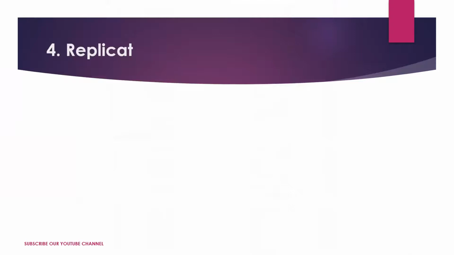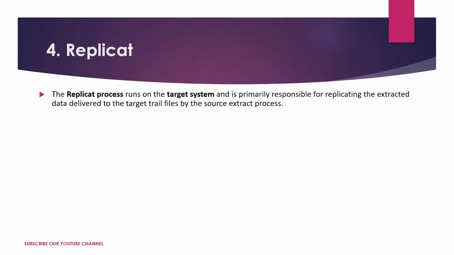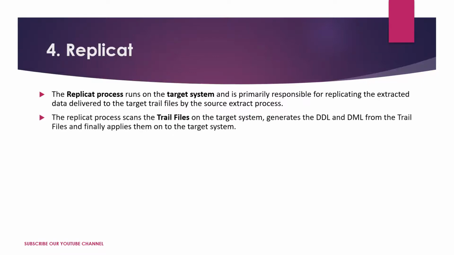Next one is the replicat. A replicat process runs on the target system, and it is primarily responsible for replicating the extracted data that is delivered to the target trail file by the source extract process. That means it applies the changes received on the target system. The replicat process scans the trail files on the target system, generates the DDL and DML from the trail files, and finally applies them to the target system.